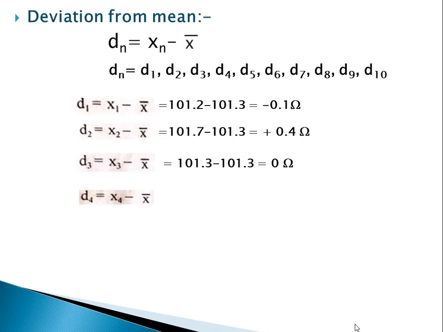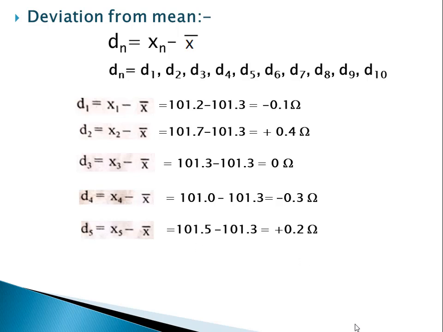Similarly, d4 is equal to x4 minus x bar. After substitution, d4 becomes minus 0.3 ohm. Similarly, d5 is equal to x5 minus x bar. Here x5 is 101.5 and the arithmetic mean x bar is 101.3. After calculation, d5 becomes plus 0.2 ohm. Similarly, d6 is equal to x6 minus x bar, and after substitution d6 becomes 0 ohm.